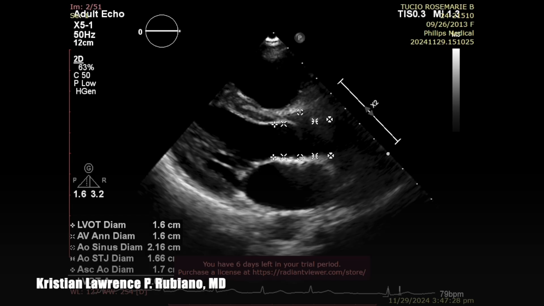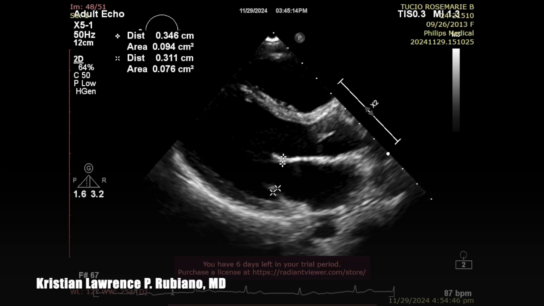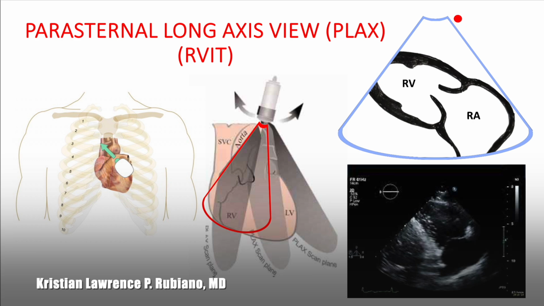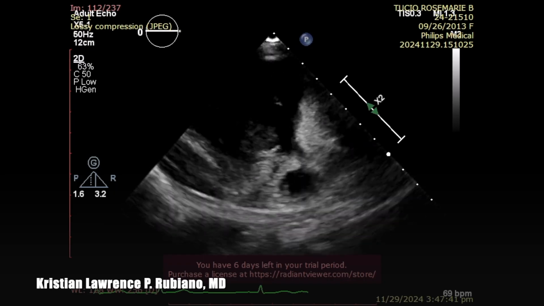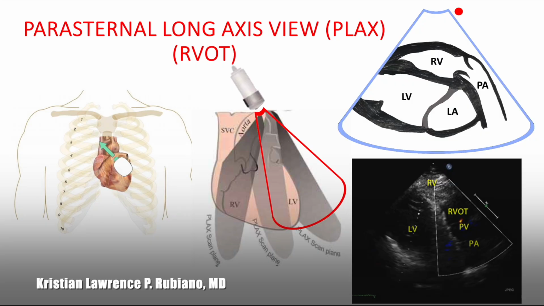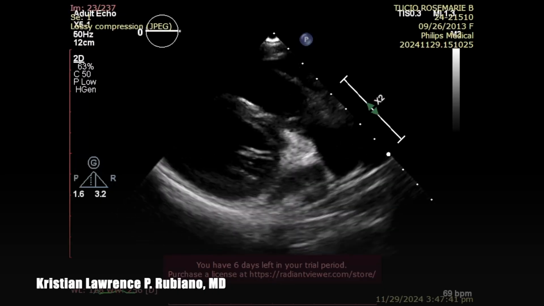Also, measurement of the anterior and posterior mitral valve leaflets is important, especially when considering rheumatic heart pathologies. While in parasternal long axis, we must also evaluate the right ventricular inflow and outflow tracts. To visualize the RV inflow tract, we need to tilt the probe tail up. And to evaluate the RV outflow tract, we need to tilt the probe tail down.